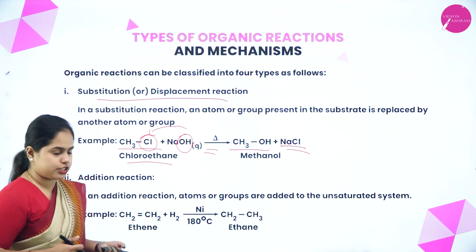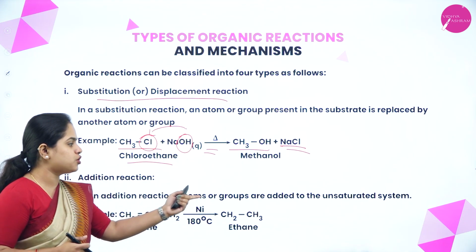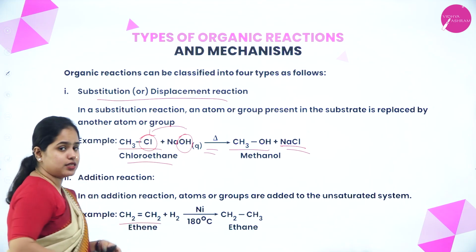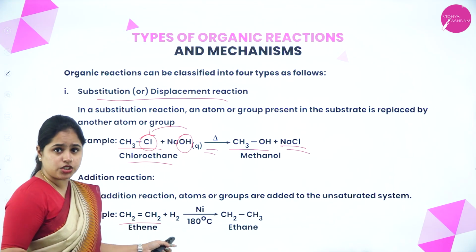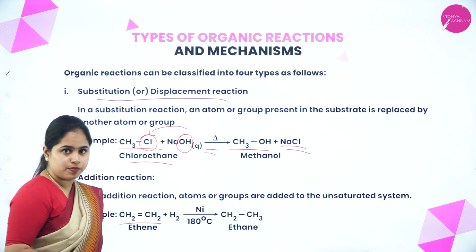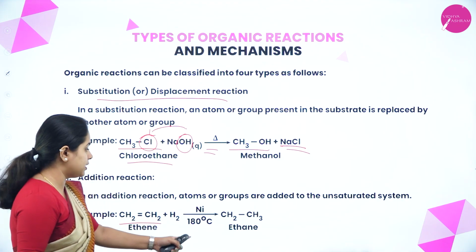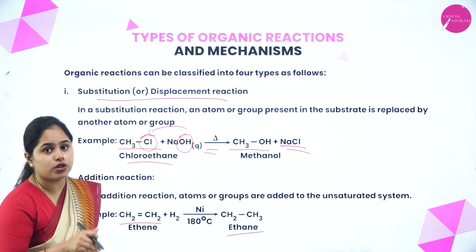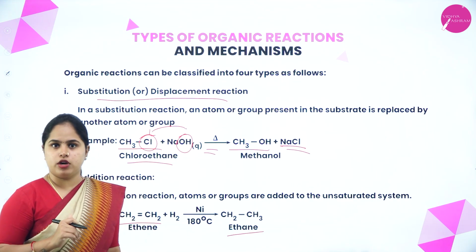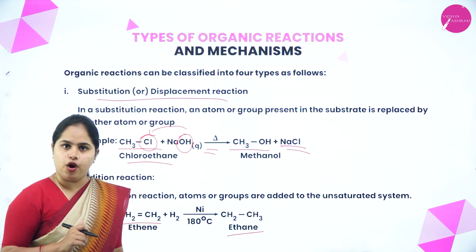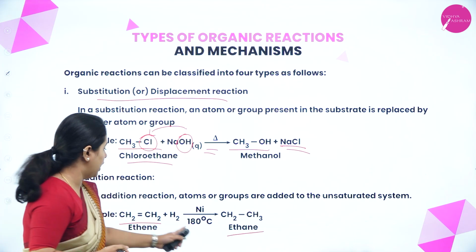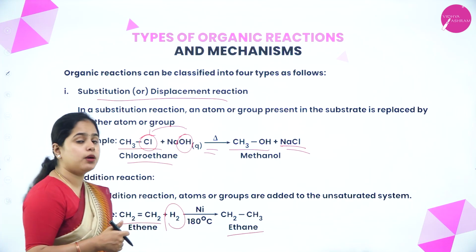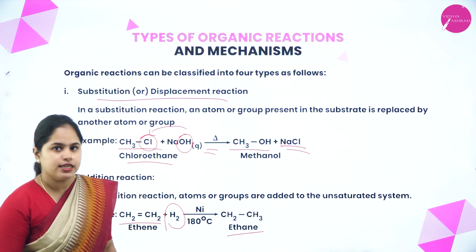Now the addition reaction. In an addition reaction, atoms or groups are added to an unsaturated system. As you can see, ethene is taken here as the unsaturated system. When hydrogen is added to it in presence of nickel at 180 degrees Celsius, what happens? It becomes ethane. What happens to the double bond? The double bond becomes a single bond. So addition of hydrogen is taking place, that is 2 hydrogen atoms are added. It will be CH2=CH2 and your ethane is CH3CH3.